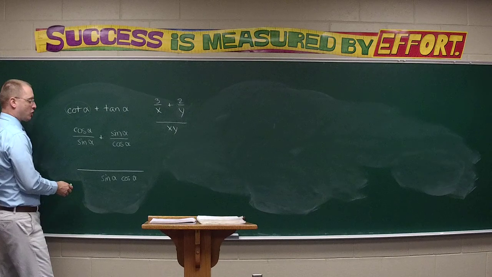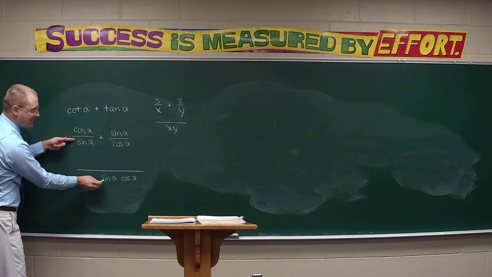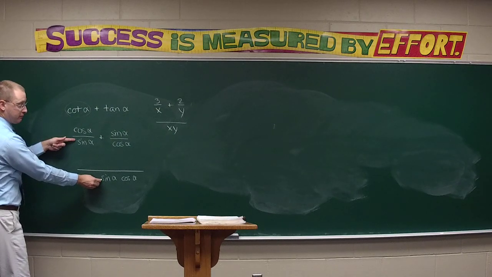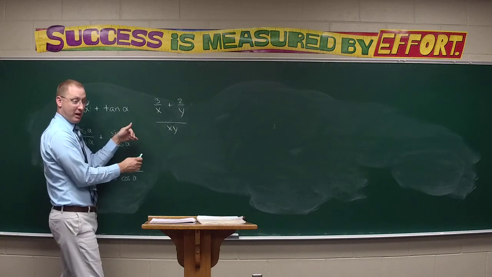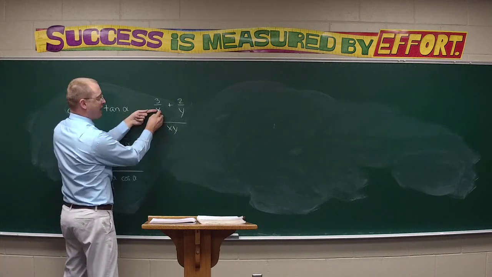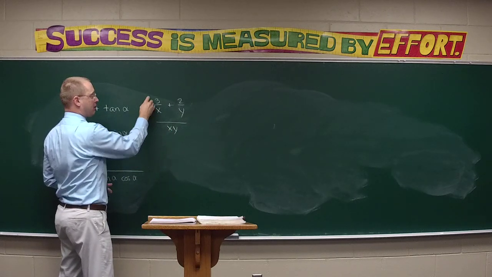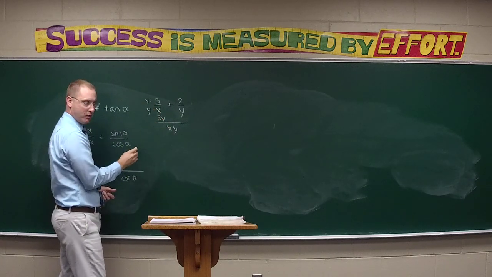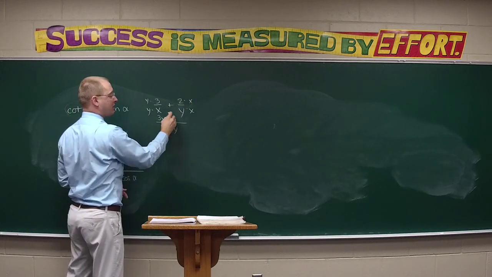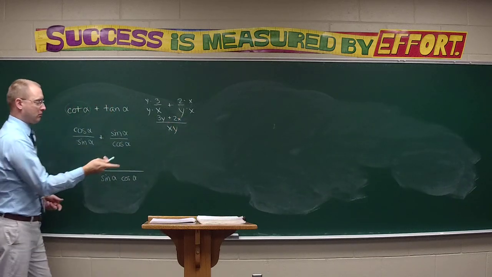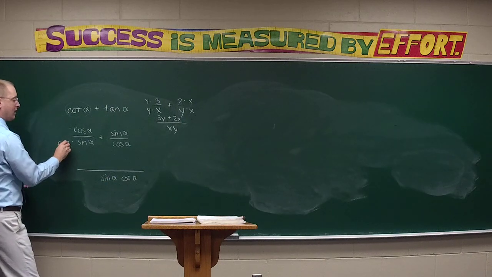But I can't just randomly change to sine cosine. Here I have sine, I need sine cosine. What's missing? Cosine. Just like in algebra, if I've got an x, I need an xy. Multiply top and bottom by y, and that would give me 3y. Here we multiply top and bottom by x to get the xy, and that would give me a positive 2x. So here I'm going to multiply top and bottom by cosine alpha.